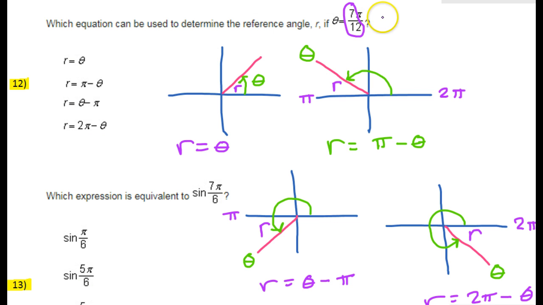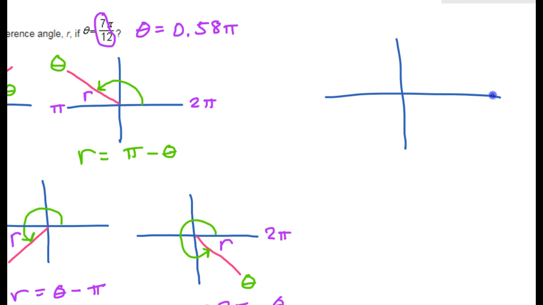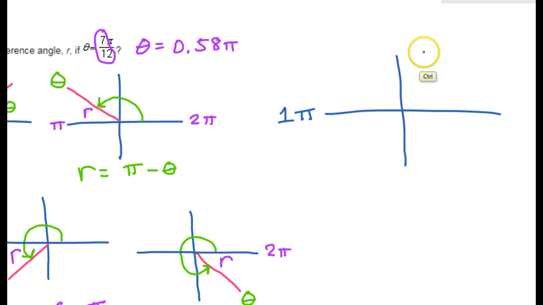So keep that in mind. That means that theta is equal to 0.58 pi. Let's use this to help us figure out which quadrant we're in. In fact, let's do a whole new drawing off to the side to make this really clear. Remember that this is pi right here. So you could think of this as 1 pi. Now up here at the top, this is halfway to pi, so this is half of pi, or as a nice decimal, 0.5 pi.